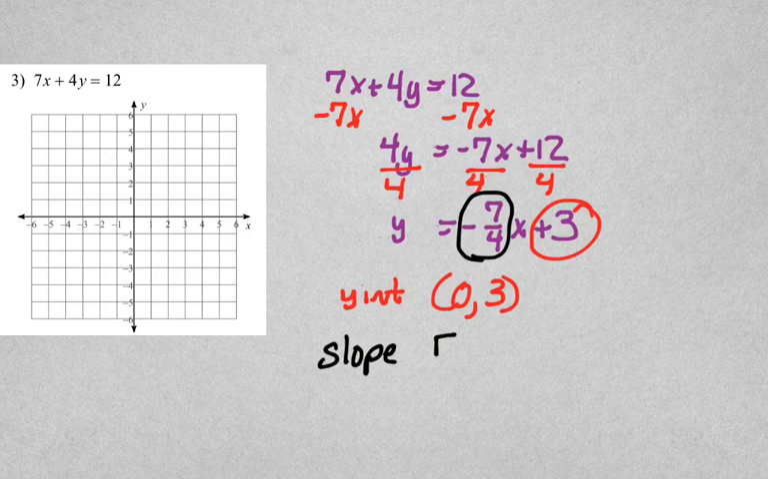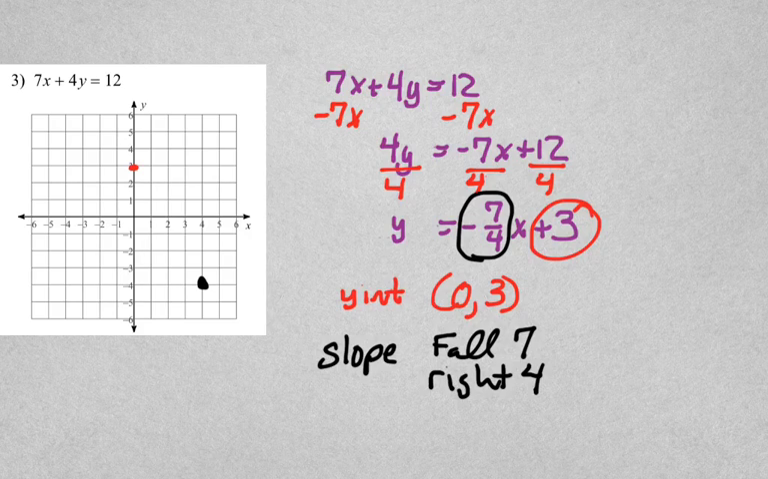And so I am going to fall 7, right 4. So my y-intercept is at positive 3. I'm going to fall 7 from there, so that's going to put me at negative 4 on the y. And I'm going to go right 4. So my ordered pair for that is (4, -4).